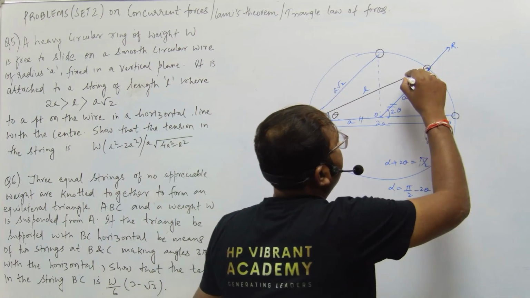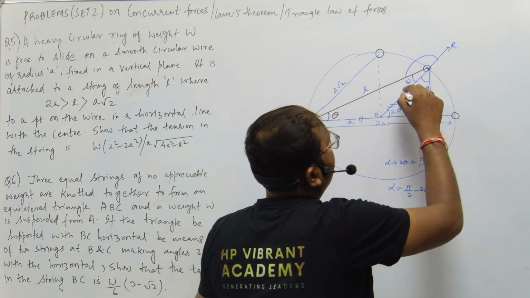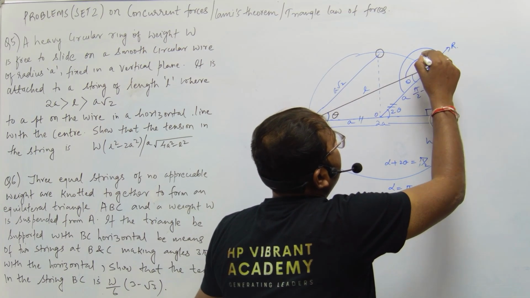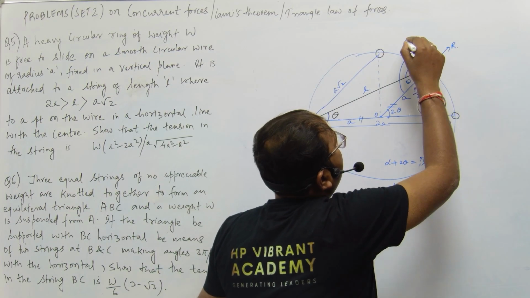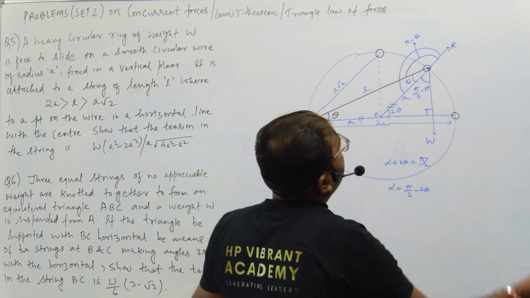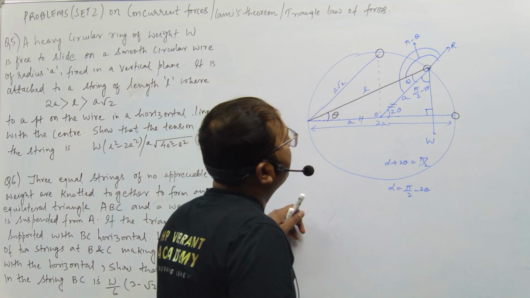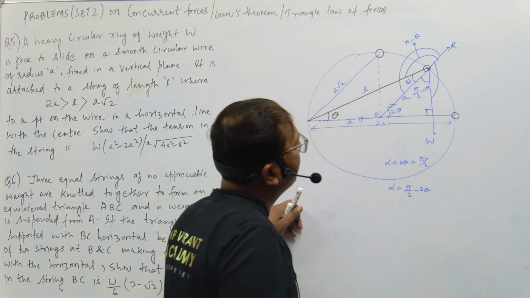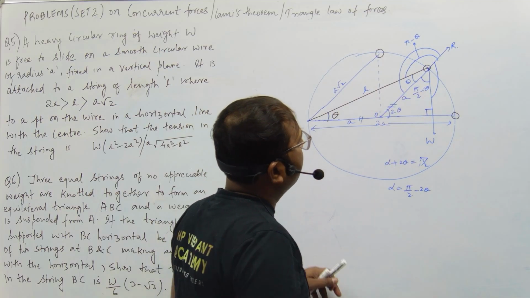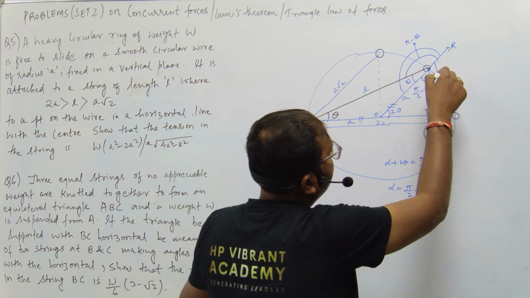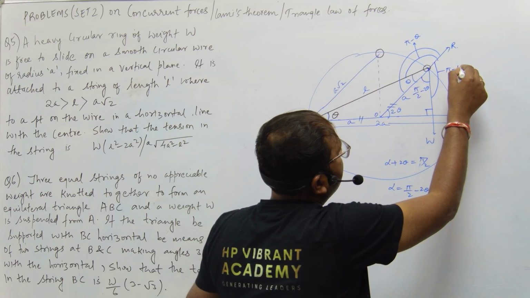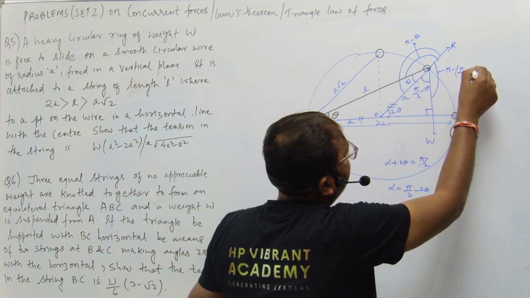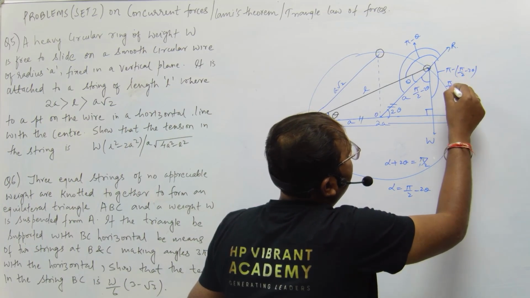What is this angle? This whole angle is pi, so this will be pi minus theta. Now let us find this other angle. This whole angle is pi, so this angle will be pi minus the quantity pi by 2 minus 2 theta, so this is pi by 2 plus 2 theta.